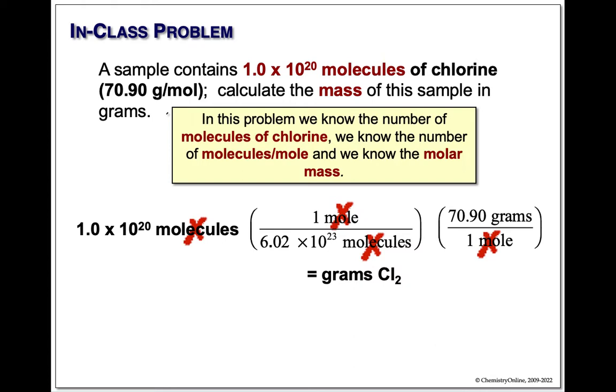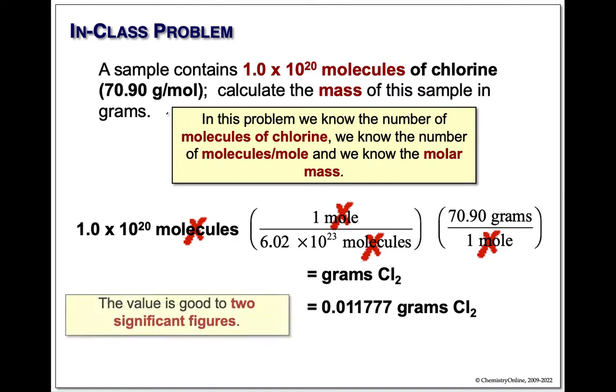Do our calculation. 10 to the 20 divided by 10 to the 23rd multiplied by 70.9. We have 0.011777, but only two significant figures. So we round it to what? 0.12. Any questions?